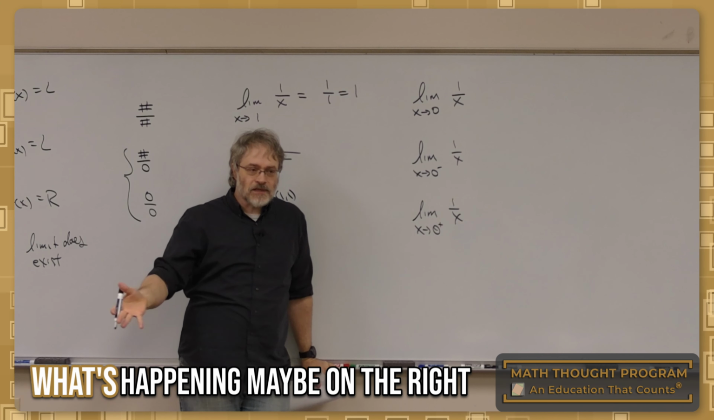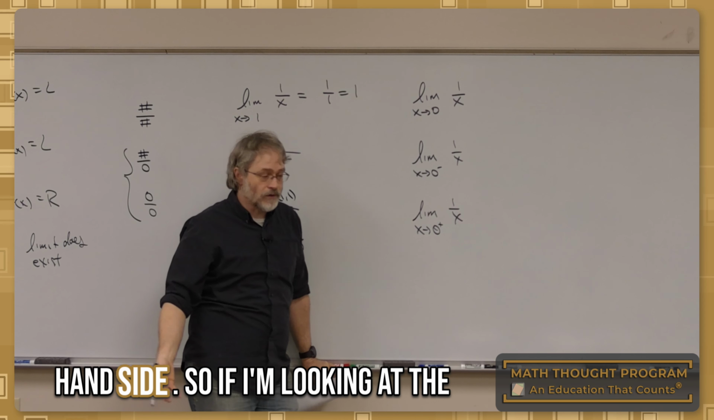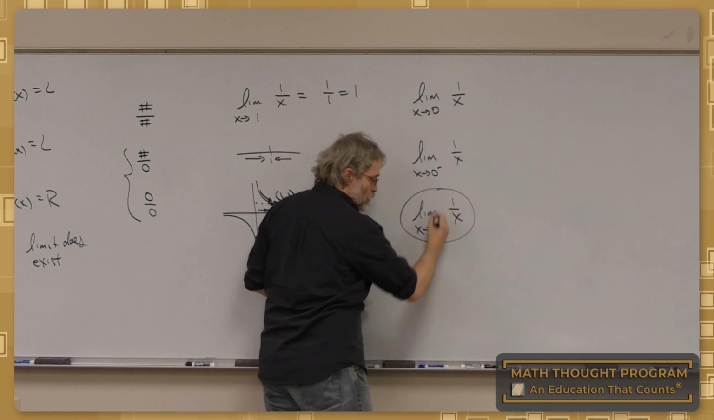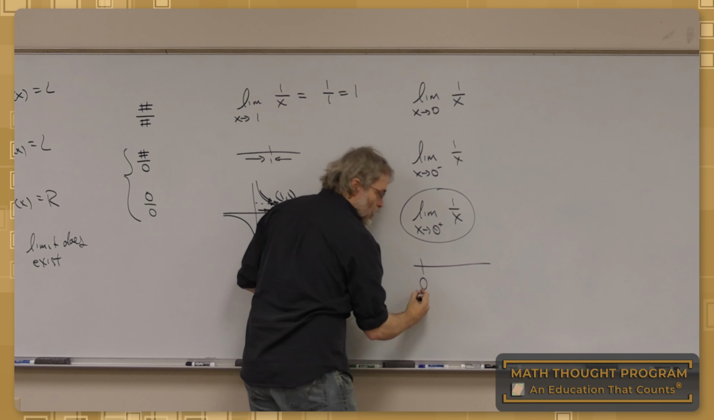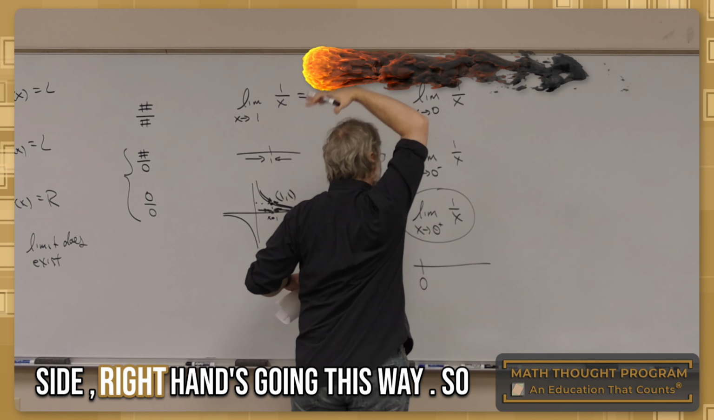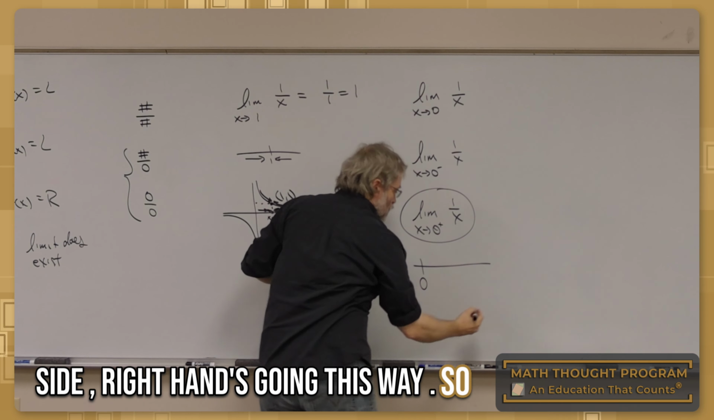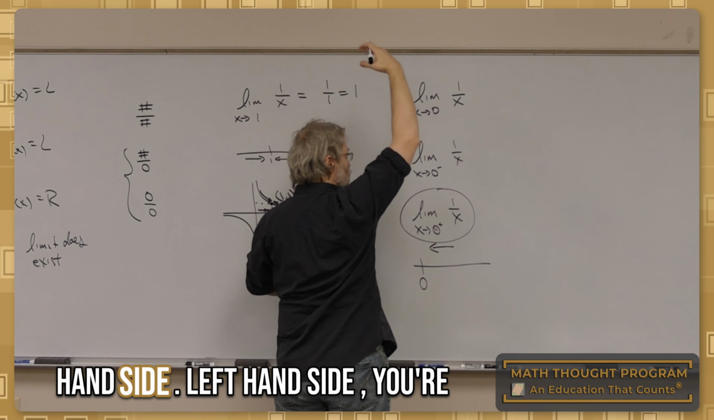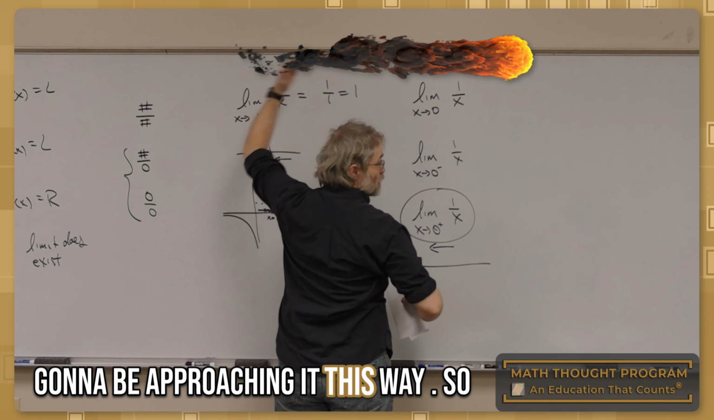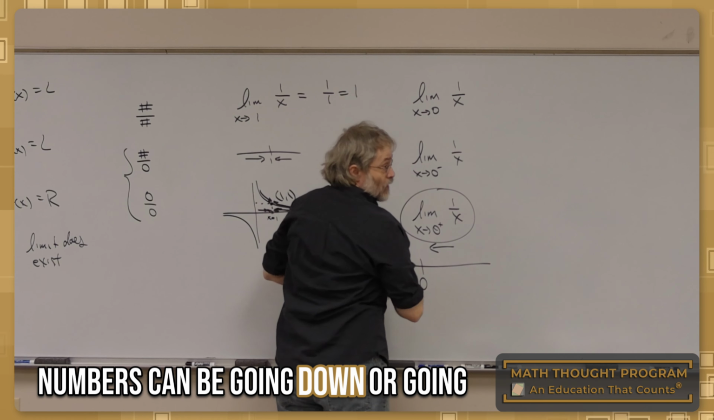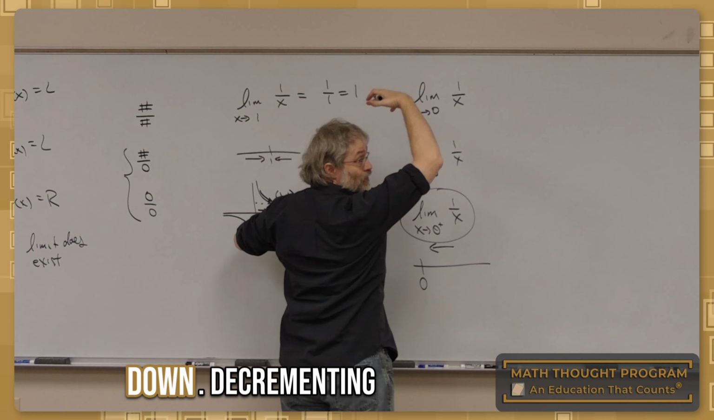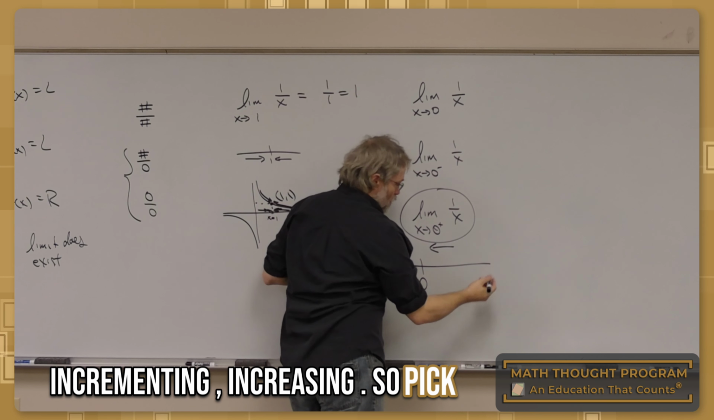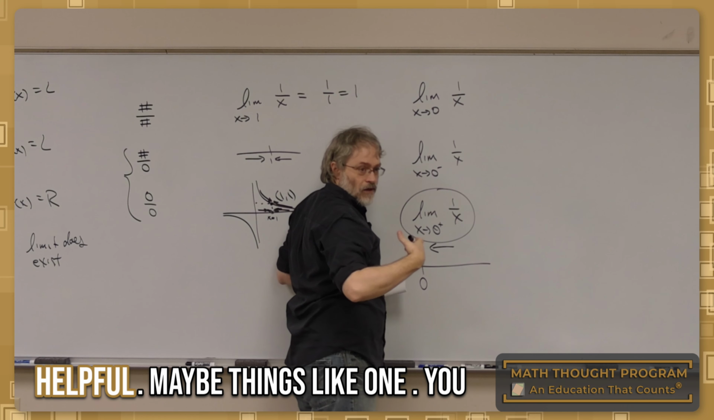Okay, well, let's just look and see what's happening maybe on the right-hand side. So I'm looking at this one. And you can think about right-hand side, right hand's going this way. So you're approaching it in that direction. That's a good way, too, to remember it. I'm approaching right-hand side. Left-hand side, you're going to be approaching it this way. So the numbers are going to be going down or going up, decrementing, incrementing, increasing. So pick certain things, which is going to be helpful.